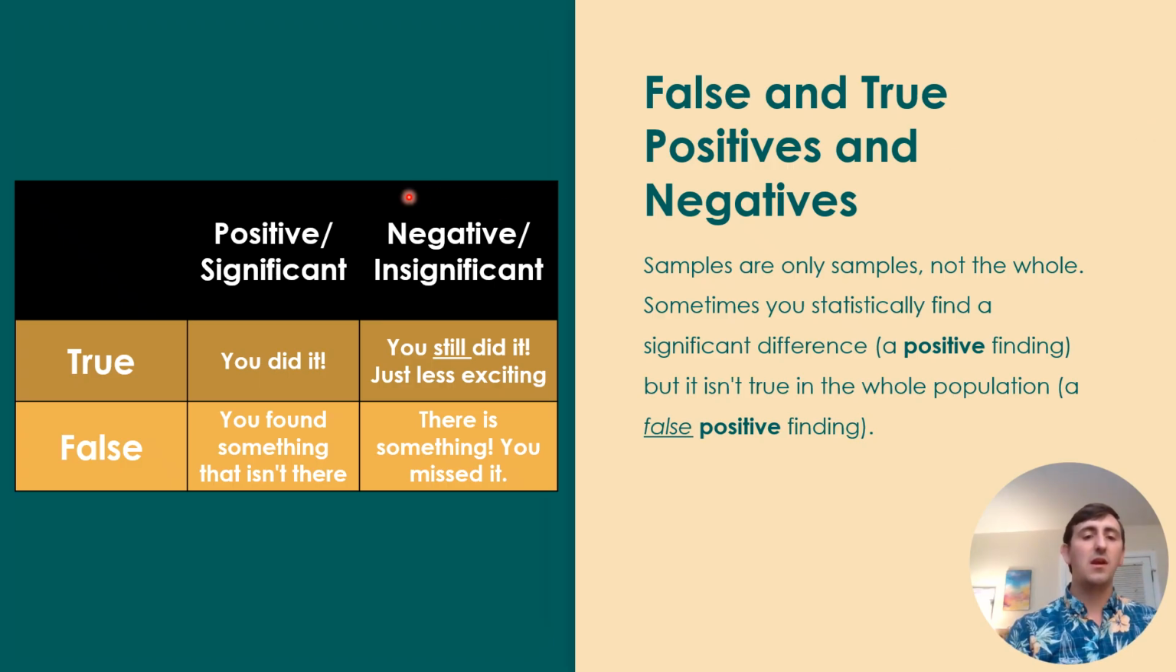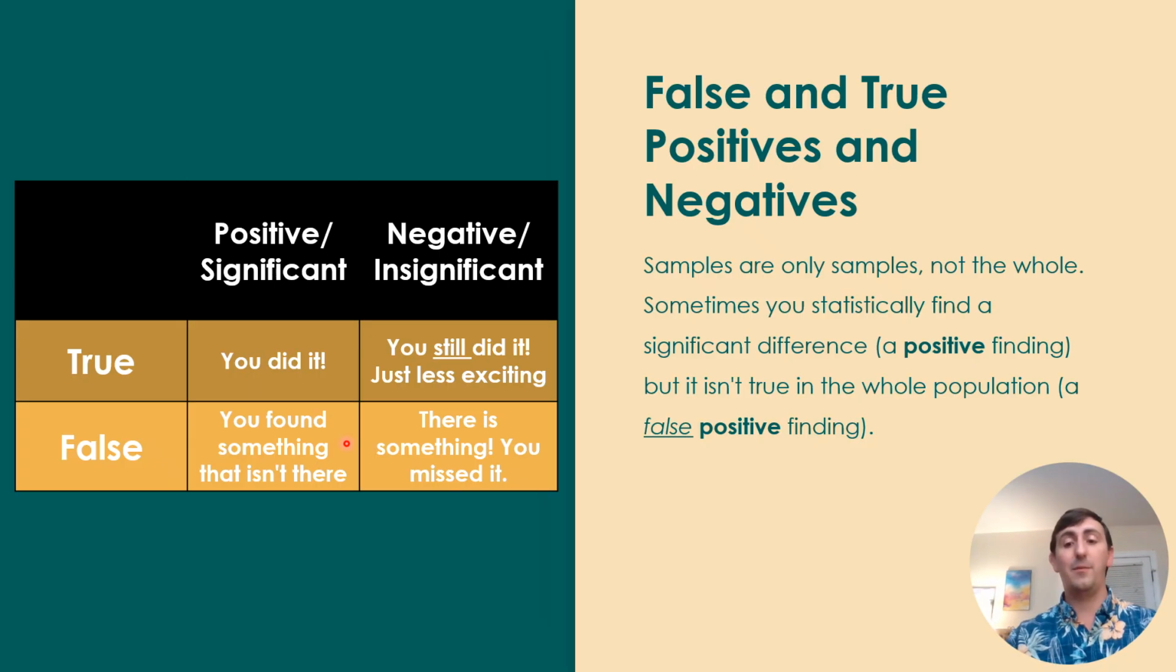And so over here, we have this Punnett square I made up for you guys, positive and negative findings. And then we have true and false, which is talking about reality, what's out there in the whole population. Positive and negative is talking about what you found statistically. And so we have here in this bottom left corner a false positive. In this positive column, we have a false positive. That means you found something that isn't actually there. It's every statistician's worst nightmare.